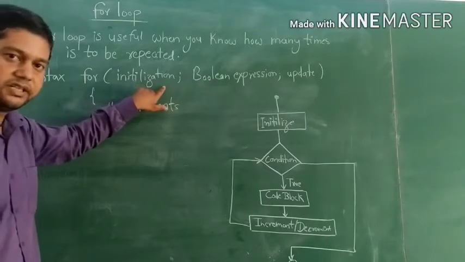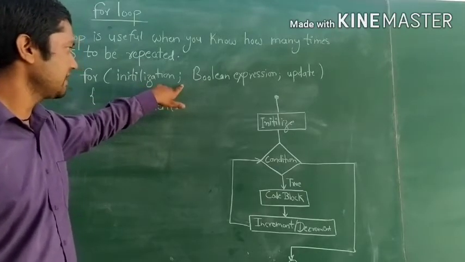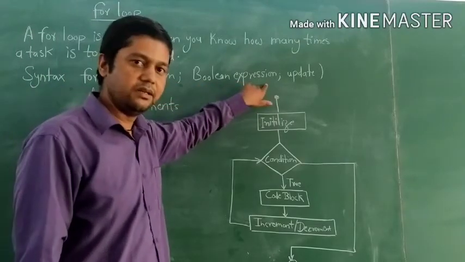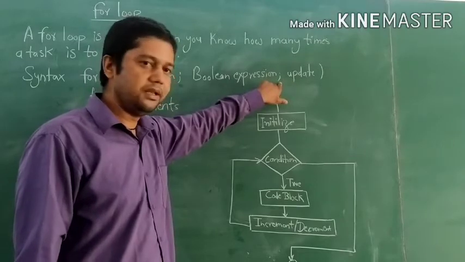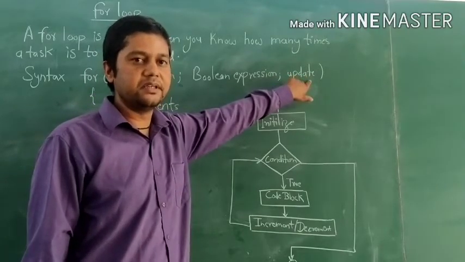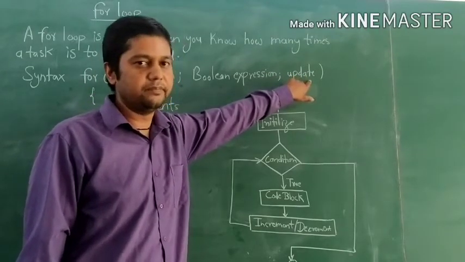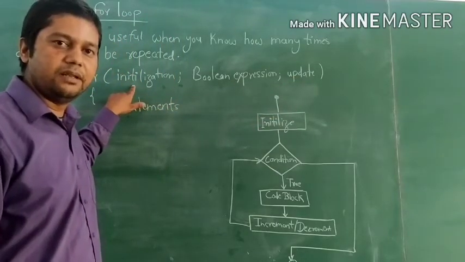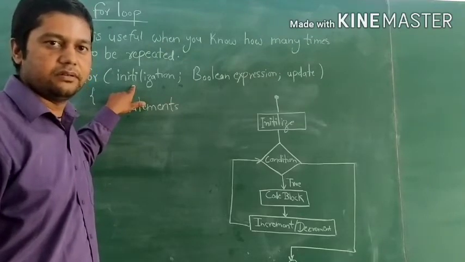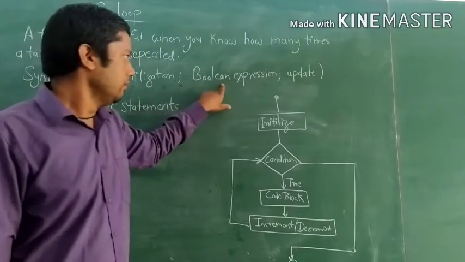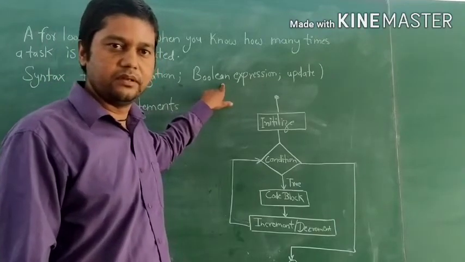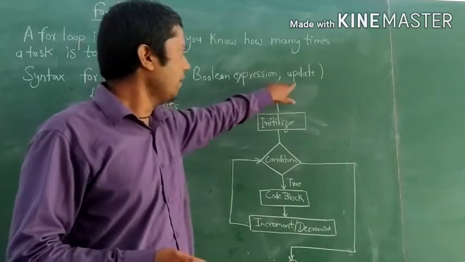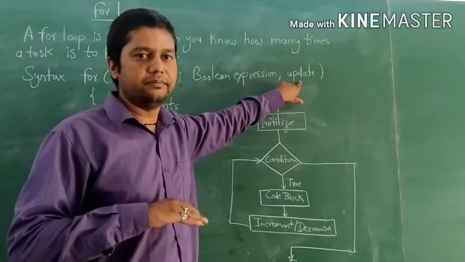First is initialization. After initialization, put a semicolon, then the boolean expression, then put a semicolon. After that, update. Update means increment or decrement. We can initialize the value of the variable only once. Boolean expression means the condition. Update means increment or decrement.